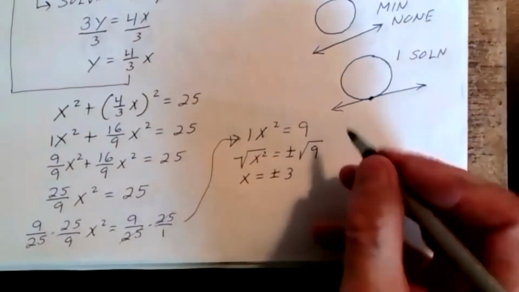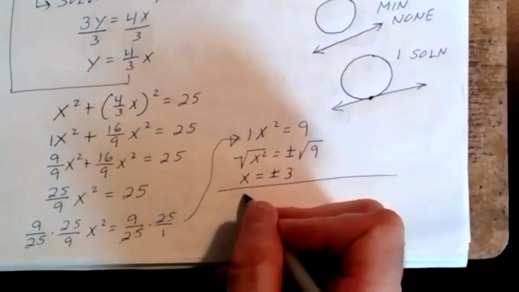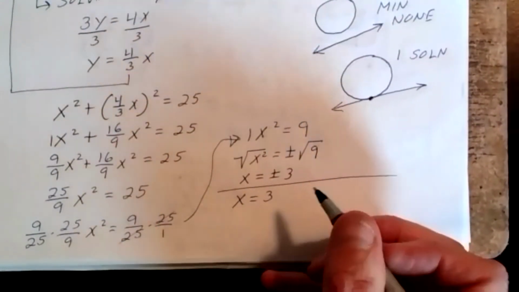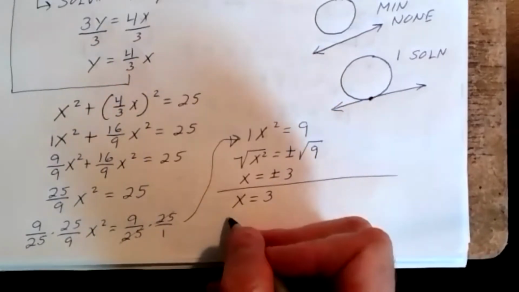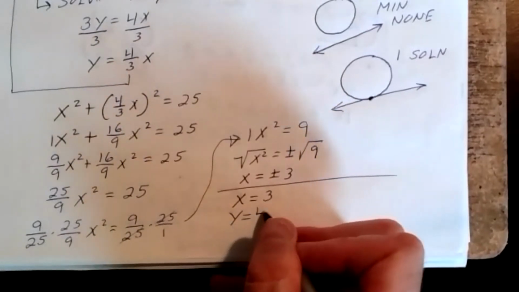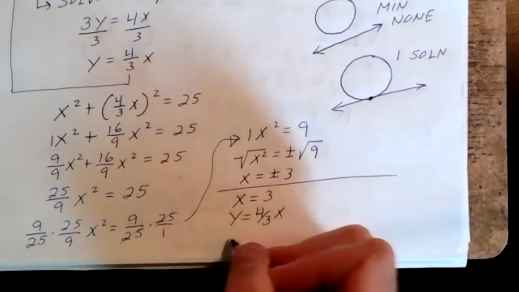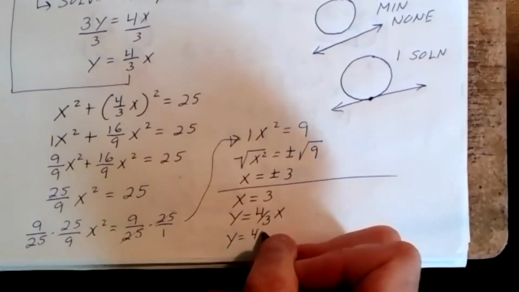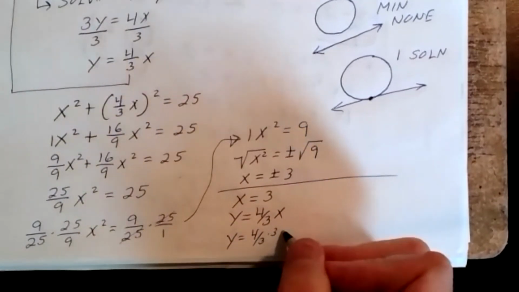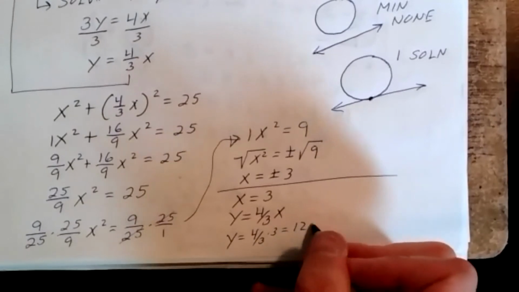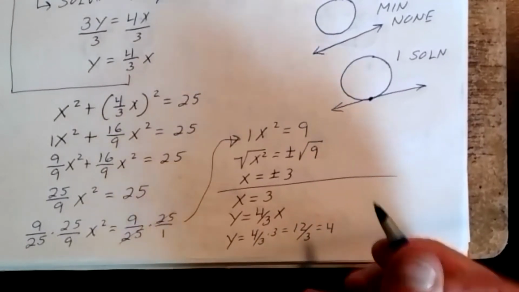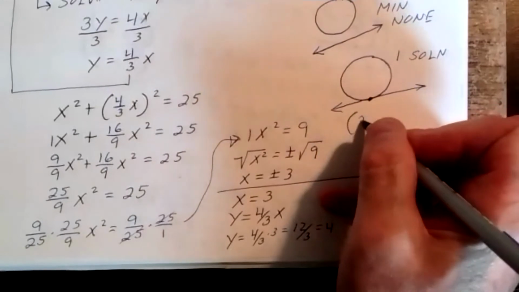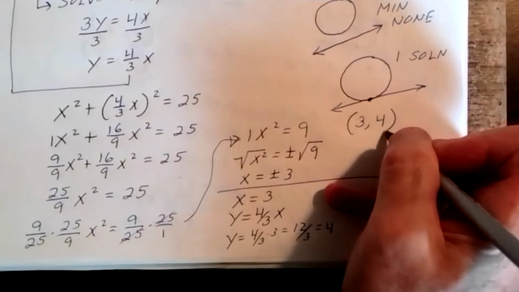All right, so to find the first solution, the ordered pair solution, we'll let x be 3. And then solving for y, we'll use the equation y is equal to 4/3 x. So therefore, y is equal to 4/3 times 3, which means y is going to be equal to 12/3 or 4. So one ordered pair solution is going to be (3, 4).